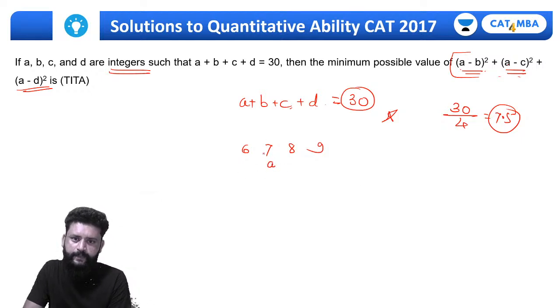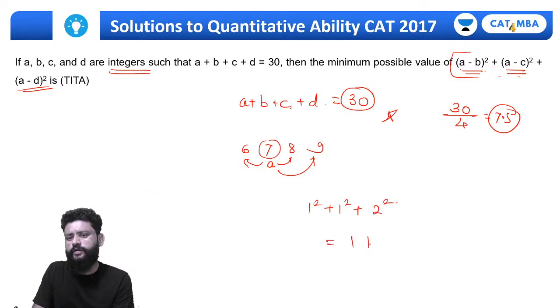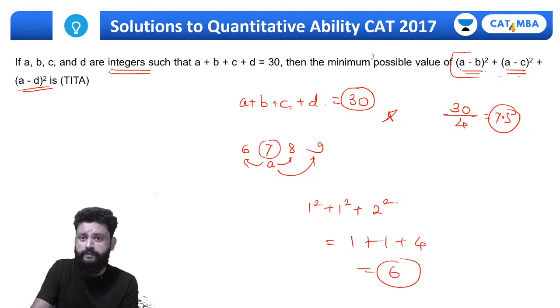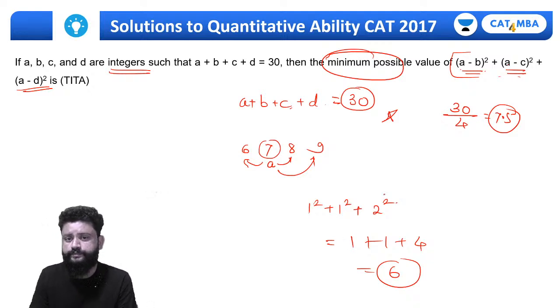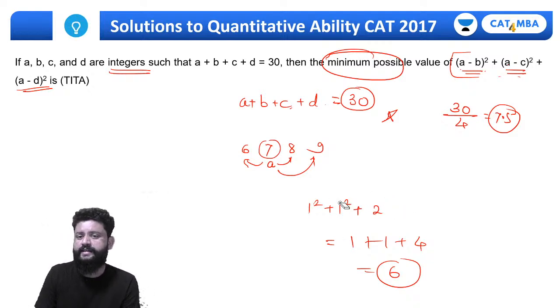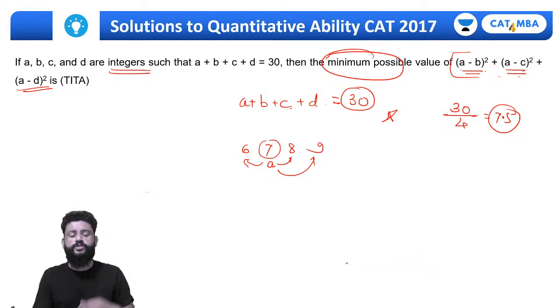a का वैल्यू अगर 7 लेते हैं तो ये 8 से 1 का डिफरेंस आएगा, यहाँ से 1 का डिफरेंस आएगा, बट यहाँ से 2 का डिफरेंस आएगा. तो 1 स्क्वायर प्लस 1 स्क्वायर प्लस 2 स्क्वायर, एंड दैट कम्स आउट टू बी 1 प्लस 1 प्लस 4, दैट कम्स आउट टू बी 6. बट द थिंग इज हमें चाहिए मिनिमम पॉसिबल. क्या हमने ये निकाला, हमें गारंटी है कि यही मिनिमम पॉसिबल होगा? नो, नॉट गारंटीड, बिकॉज ये एक असम्पशन हो गया. एक और असम्पशन हो गया.